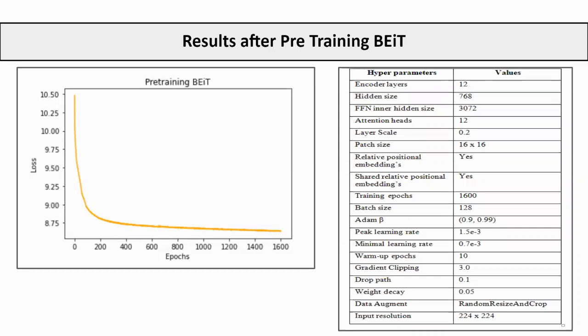Then the loss value ended up being 8.16, which I think was pretty great. But more than training, I had a lot of errors and issues when it came to pre-training BEIT, and pre-training BEIT has taken the most amount of time in my project, other than understanding the BEIT V2 model itself.